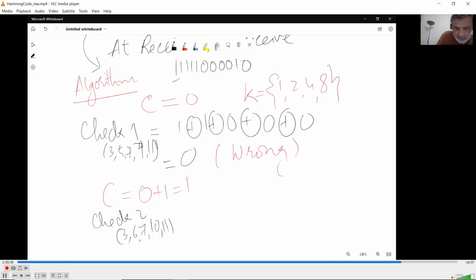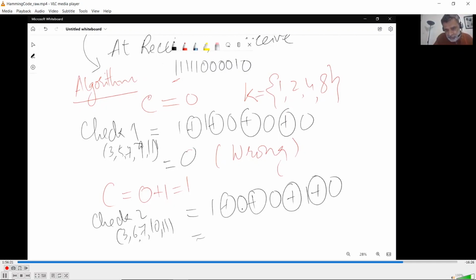So we would again do the same thing. We would see what is the third location, 1, 2, 3, 3 is 1. And then the sixth location, 1, 2, 3, 4, 5, 6, is 0. 7 is again 0. And after 7, 10. 10 is 1. And 11 is again 0. Now we calculate it. So 1, 0 is 1, 1, 1 again, 1, 1, 0.